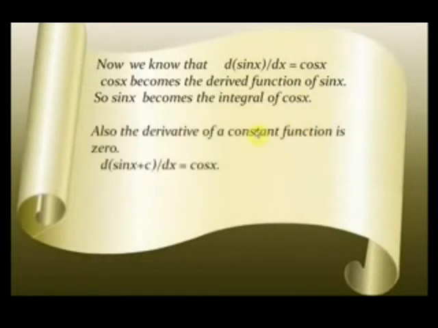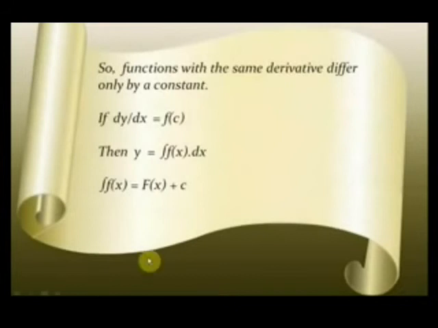But we also know that the derivative of a constant function is also 0. So if I have any function sin x plus c, and if I differentiate it, then I get the differential as equal to cos x. So the integral of cos x would be sin x plus c. Now as we see that c is a constant and whose value can vary. So as the value of c is variable, we can have infinitely many antiderivatives. Thus we can say that the integral of any function has infinitely many values. So we can say that the functions with the same derivative differ only by a constant.